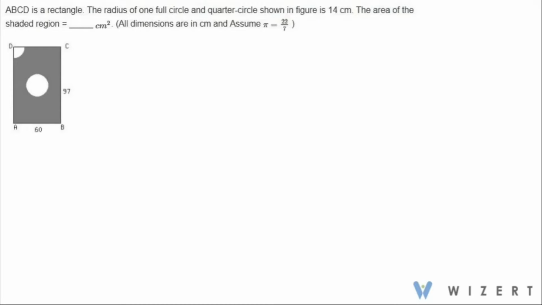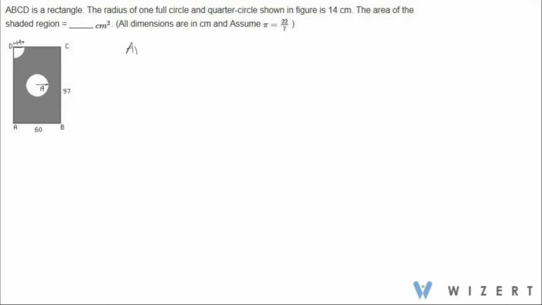We have this question here. ABCD is a rectangle. The radius of one full circle and quarter circle shown in the figure is 14 centimeter. So this is 14 centimeter and this is also 14 centimeter. We have to find the area of the shaded region.